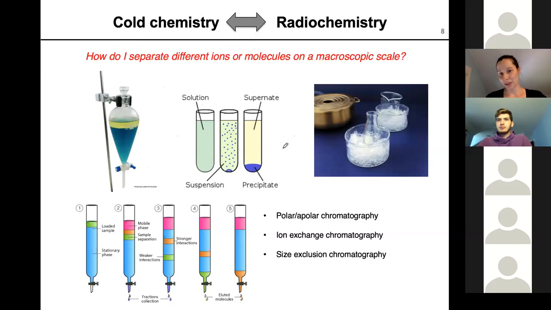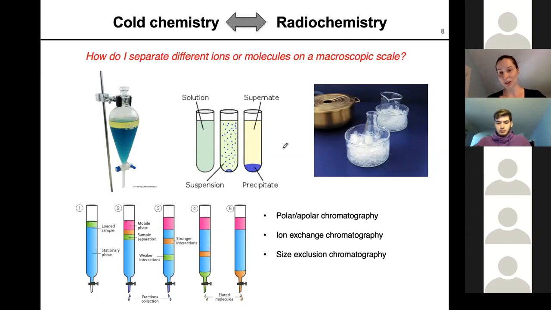And then chromatography. We have different types of chromatography that we can carry out. Polar, apolar chromatography. For instance, on silica, that would be the apolar chromatography, so apolar things move through quicker than polar things, versus C18, long polymer chains that we typically use in preparative chromatography. Those would be polar chromatography, so really polar things would elute first, whereas apolar things will be retained more strongly.